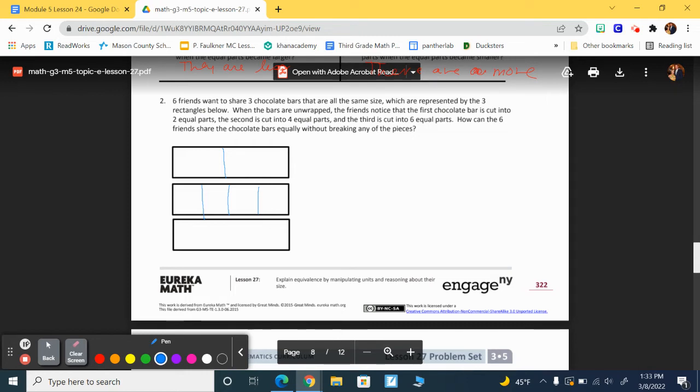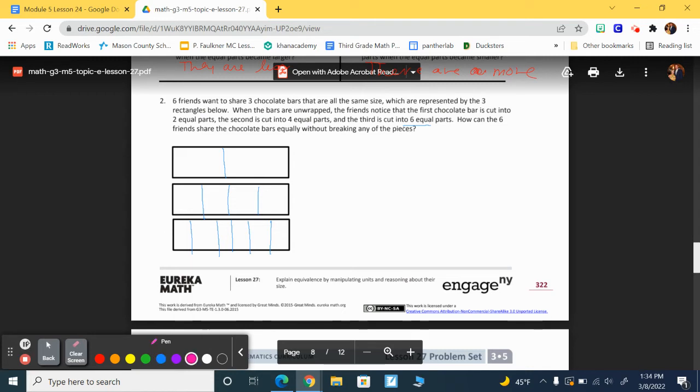And then the last one, the third one, is cut into 6 equal parts. So I'm going to have a line here, one line about here, a line here, a line here, 1, 2, 3, 4, 5, 6. Again, it's not measured out exactly, but it should be close. So we've got 1, 2, 3, 4, 5, 6. So the question is, how can 6 friends share a chocolate bar equally without breaking any of the pieces?